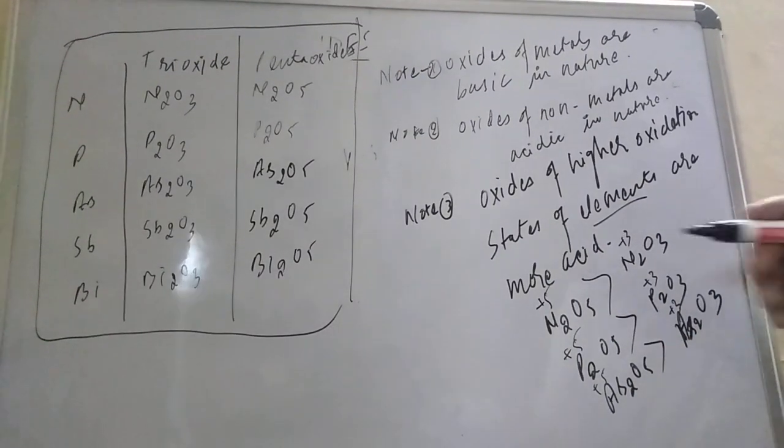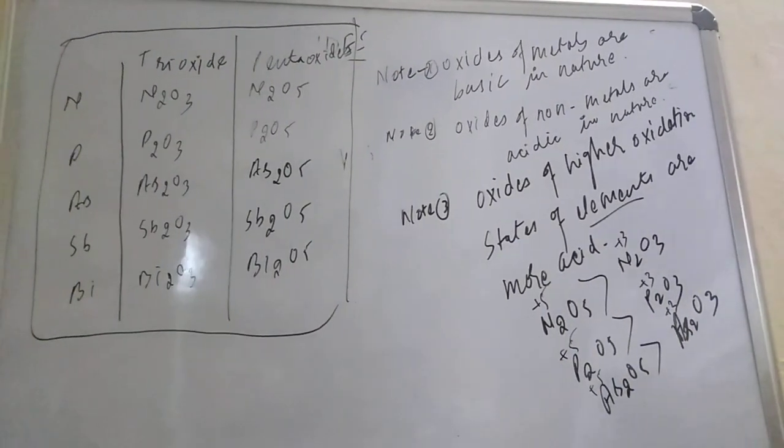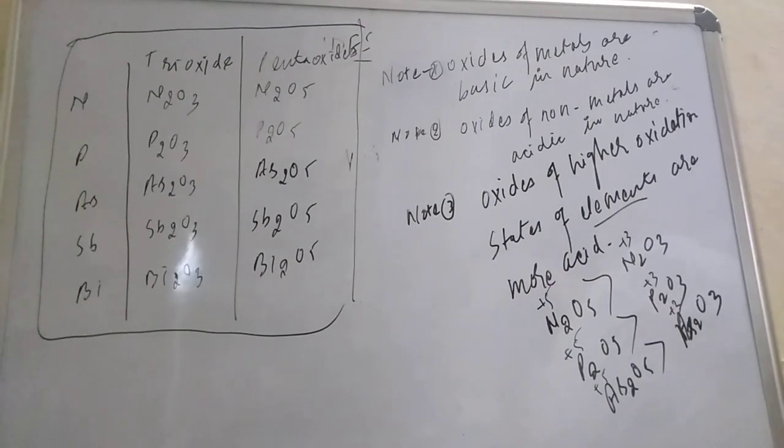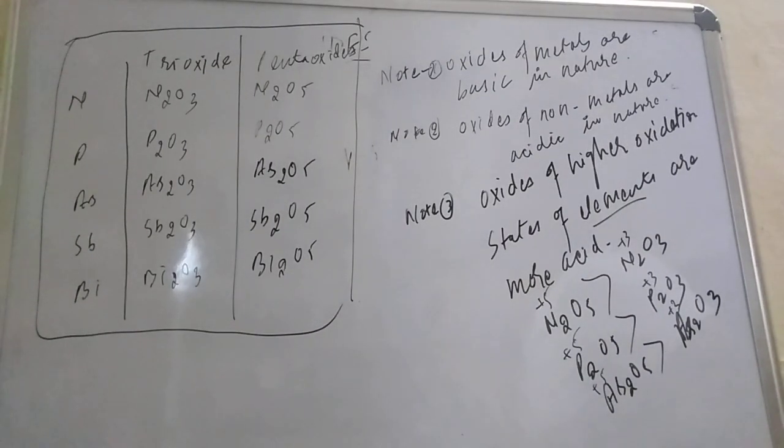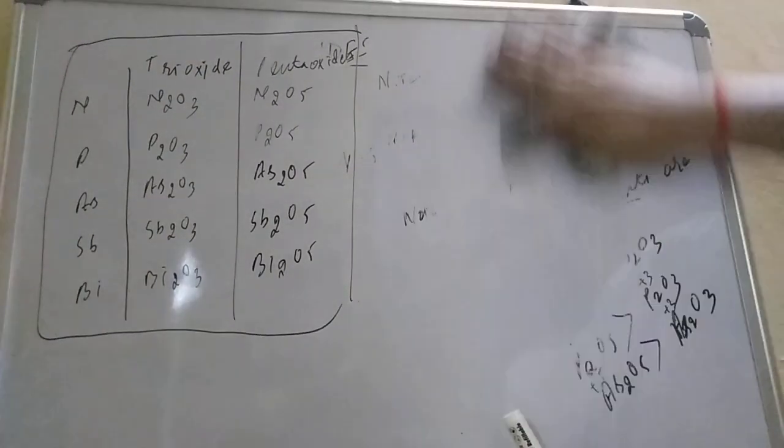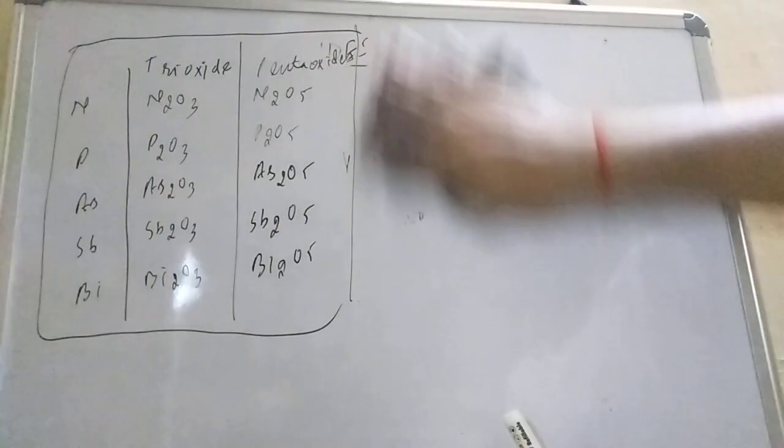So what the third is saying is that when you are comparing oxides of the same element, the oxide of the higher oxidation state will be more acidic compared to the lower oxidation state. Now go and compare the nature of the trioxides.